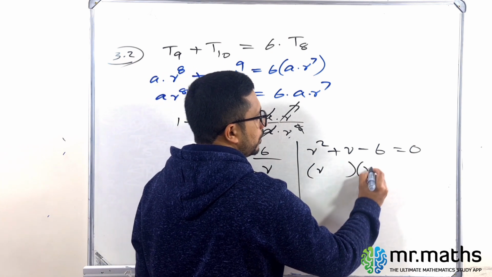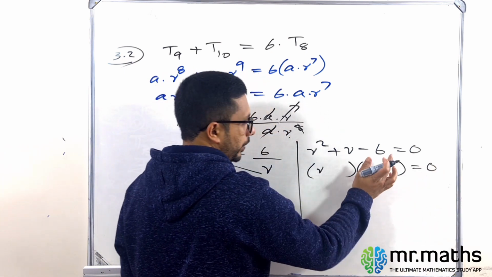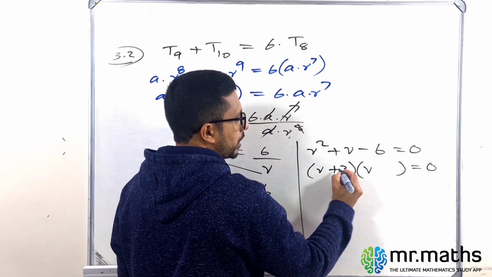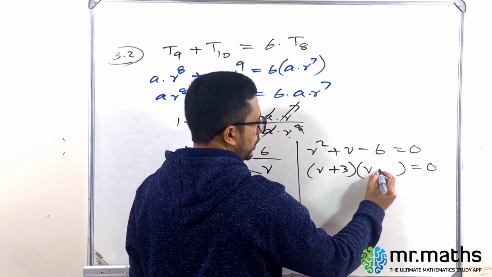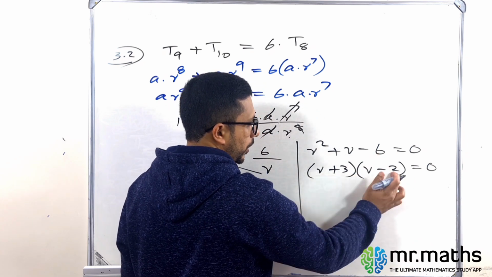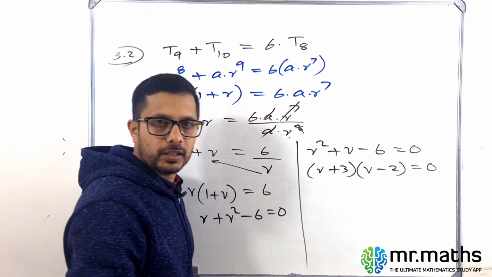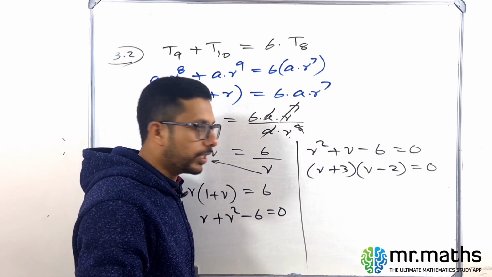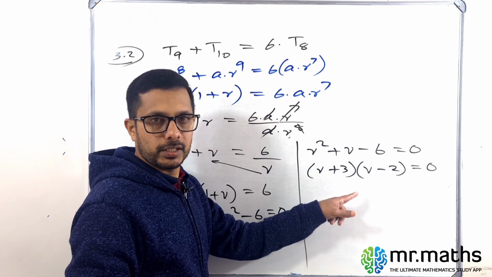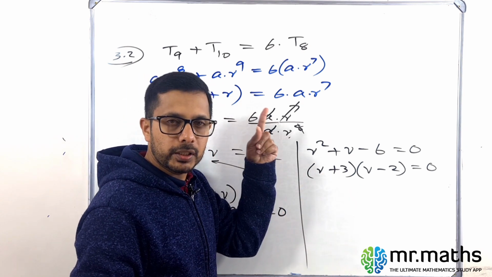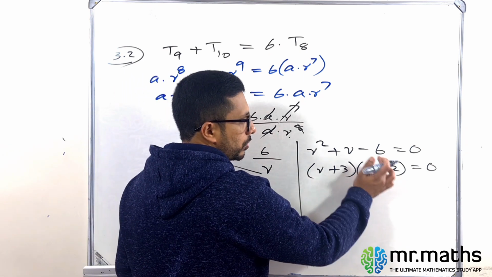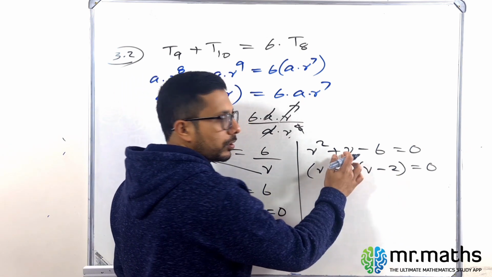What are the factors? Product minus 6, sum 1. So it is plus 3 and minus 2. Am I right? 3 times minus 2 is minus 6. 3 plus minus 2 is positive 1. I hope you know how to factorize. Okay, so here also I didn't explain that one. If you want to know how to factorize, that one also I explained in the algebra section. Okay, so please watch that one. So 3 times minus 2 is minus 6, and 3 plus minus 2 is positive 1.